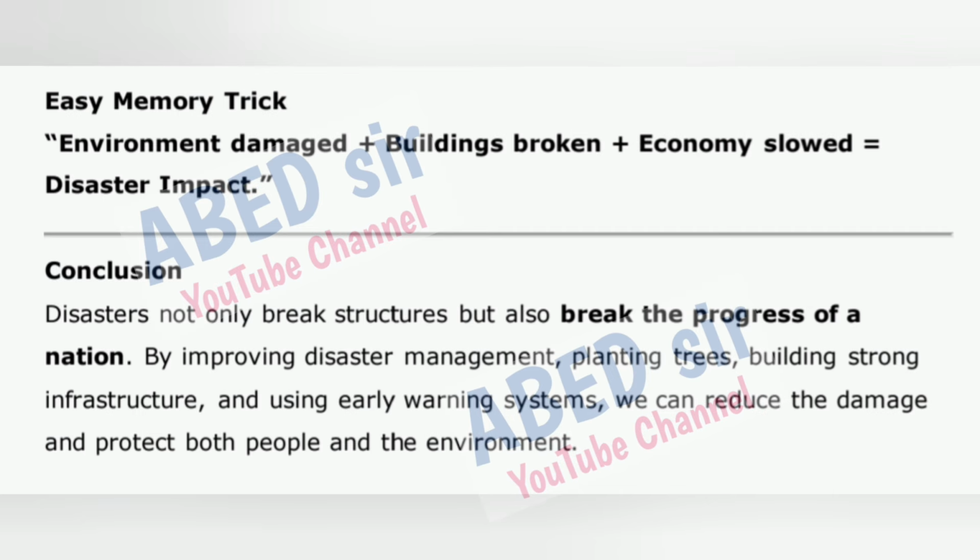Conclusion. Disasters not only break structures, but also break the progress of a nation. By improving disaster management, planting trees, building strong infrastructure, and using early warning systems, we can reduce the damage and protect both people and the environment.